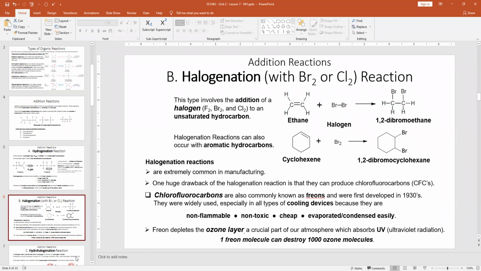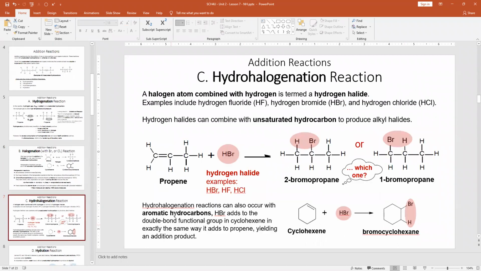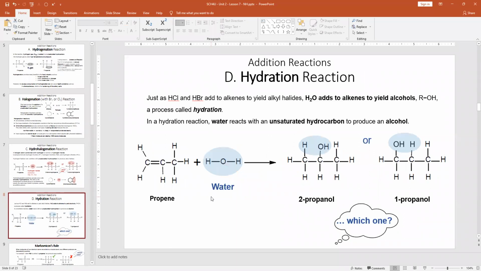And then we talked about hydrohalogenation reactions. Same idea, except instead of either H2 or Br2, you can add a hydrogen halide, which has 1 hydrogen and then a halogen atom as well. So we talked about that one. And we talked about the 4th type of addition reaction, which is a hydration reaction, where you can add a molecule of water in this type of addition reaction to a propene to give rise to alcohol.